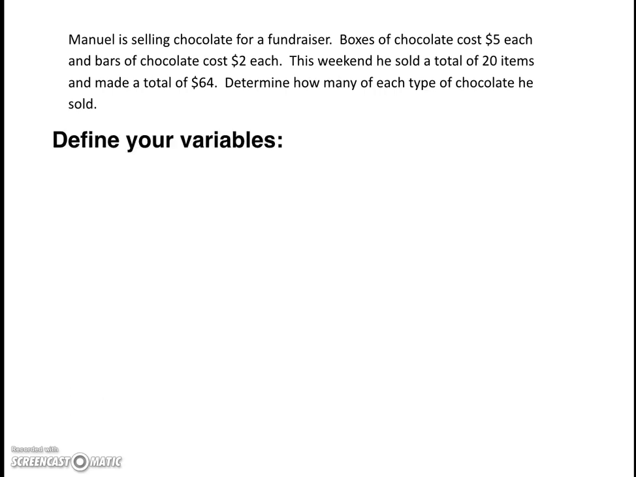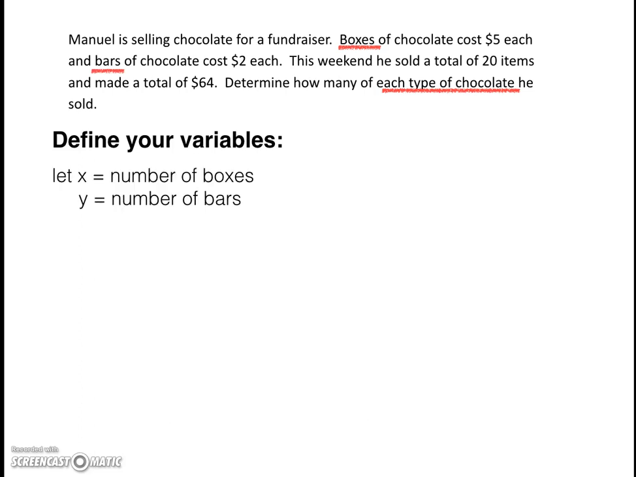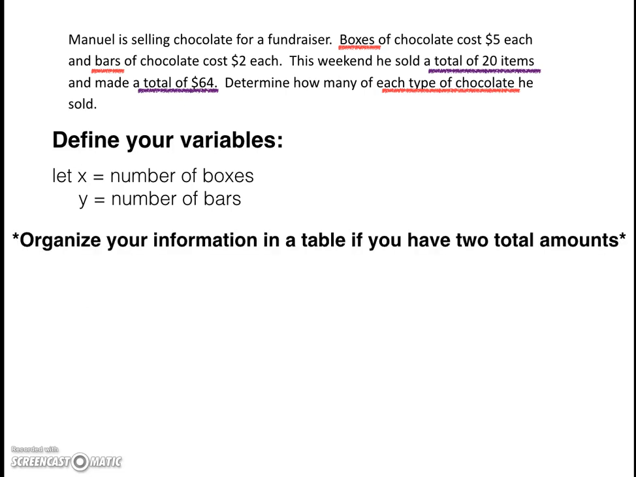Defining our variables, our unknowns are each type of chocolate. So we have boxes of chocolate and bars of chocolate. We're going to let x equal the number of boxes and y equal the number of bars. When we reread, we notice that we have a total of 20 items and a total of $64. One trick is to organize your information in a table if you have two total amounts.